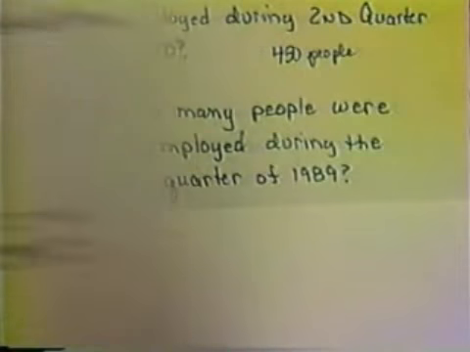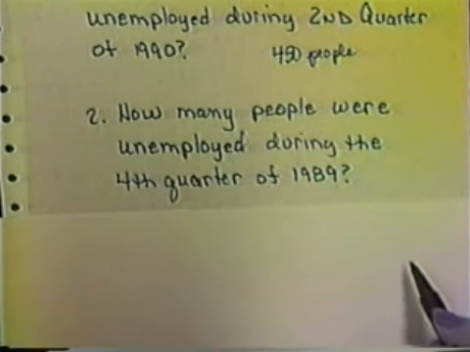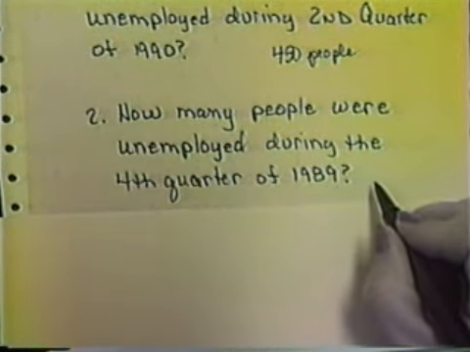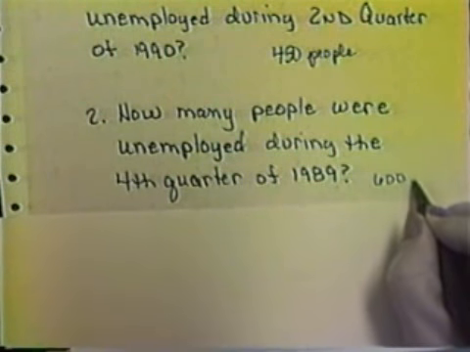So the question is, how many people were unemployed during the fourth quarter of 1989? The answer is going to be 600 people.